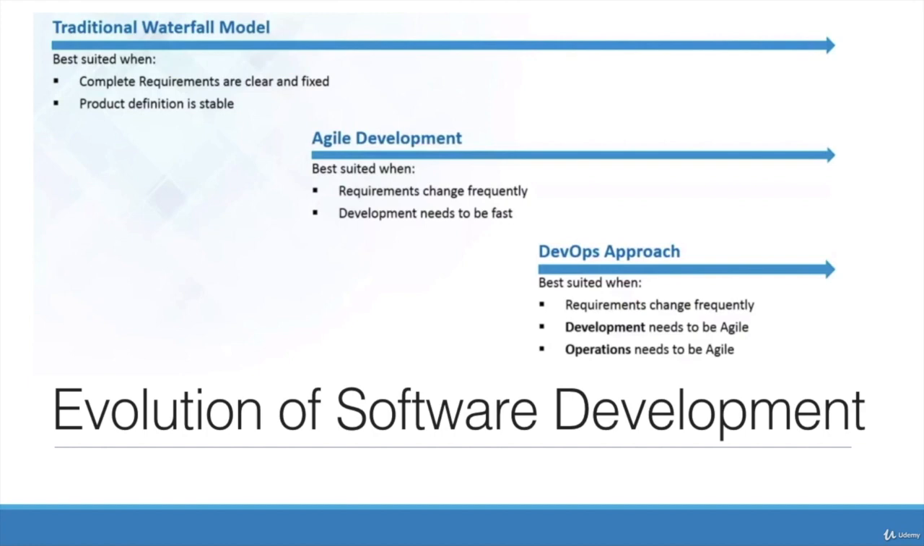But after agile, we are now working in the era of DevOps approaches. The DevOps approach is best suited when requirements change frequently. Development needs to be agile and operations also need to be agile. In the DevOps era, development and testing continue in a single phase. We can develop and test the product in parallel. Let's see how we can do that.